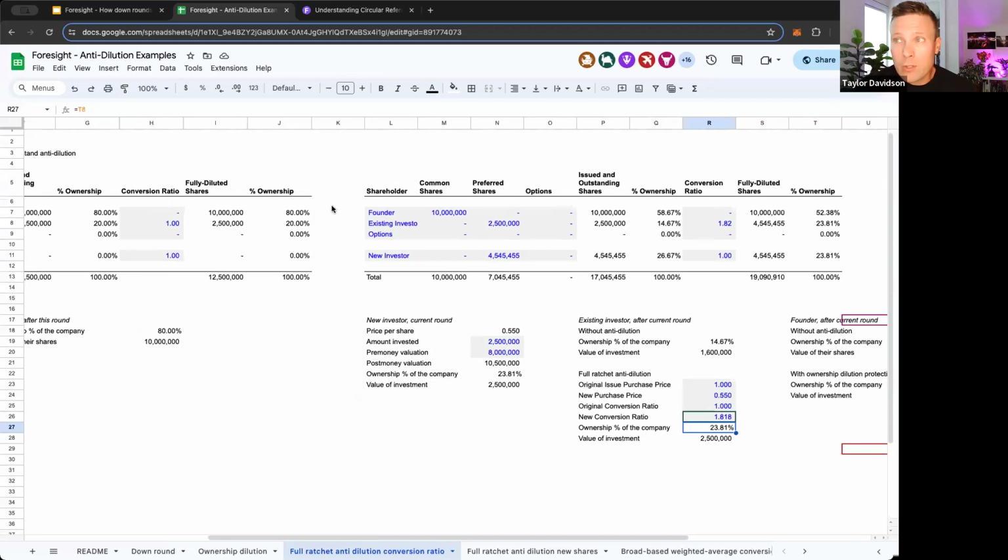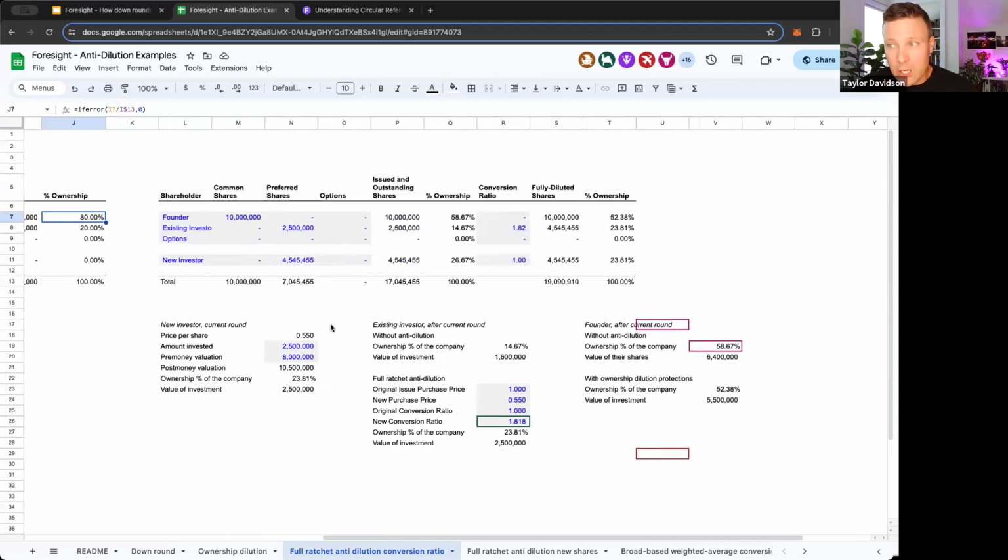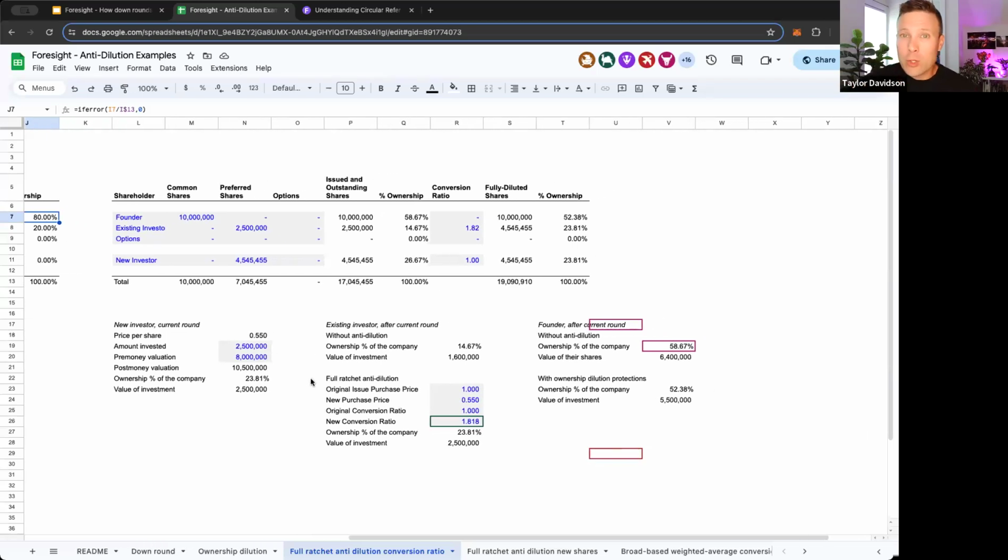In this example, prior to the round, they owned 80%. Now they got diluted by issuing new equity, which is normal, but they got additional dilution from the anti-dilution protection of the existing investors. So with the full anti-dilution protections, they go down to only a 52% ownership percentage. So it's very damaging to their ownership percentage to have to give new shares to both new investors and existing investors at this lower price.